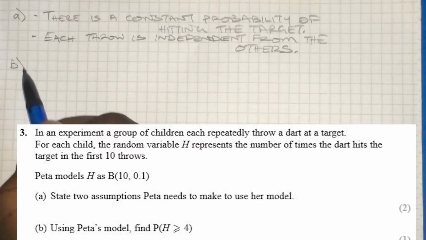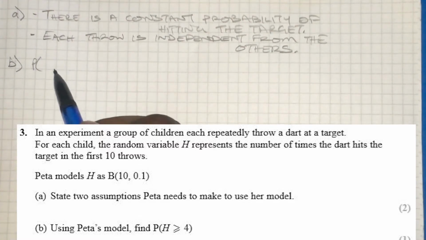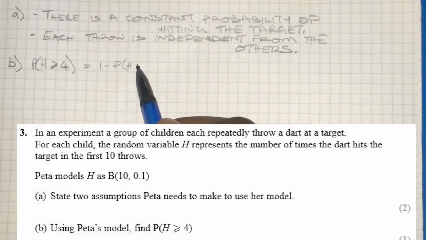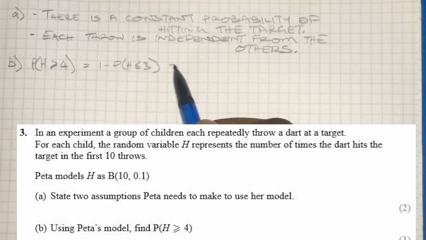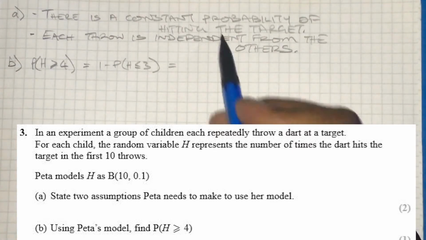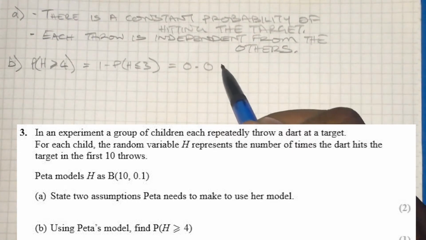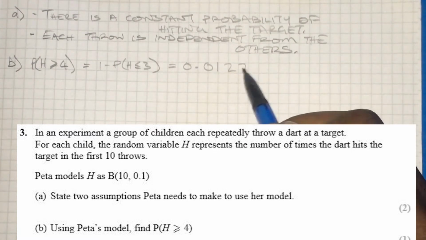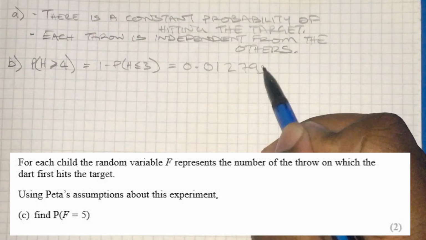So we're then asked to use Peta's model to find the probability that h is greater than or equal to 4. Right, this should really just be something we're putting into our calculator. 1 minus the probability that h is less than or equal to 3 into the calculator, and we'll get that correct answer. We know n and p, they were given to us in the question. So 0.012795.